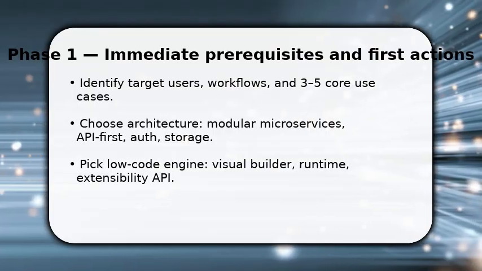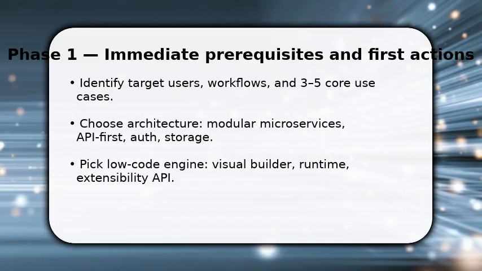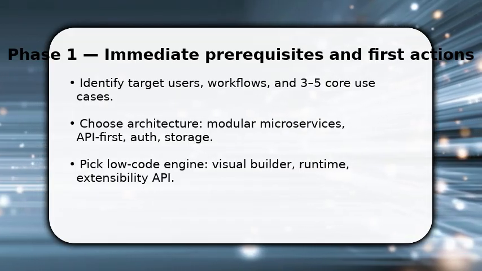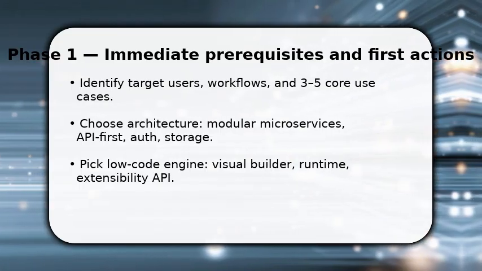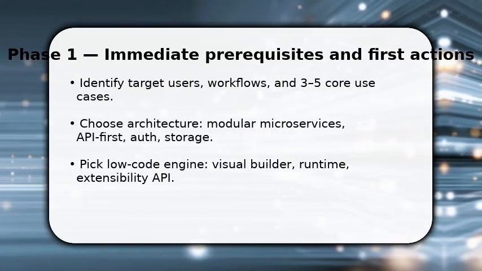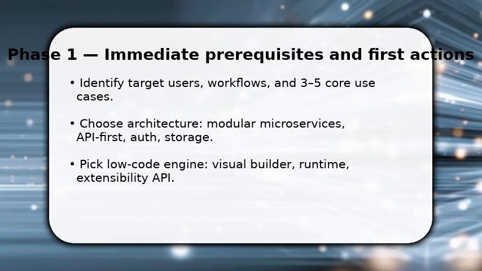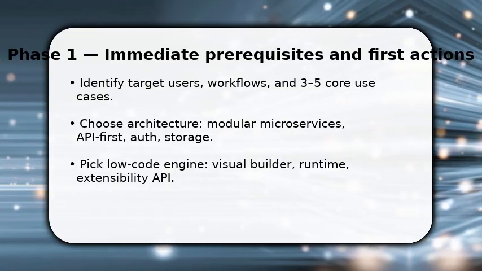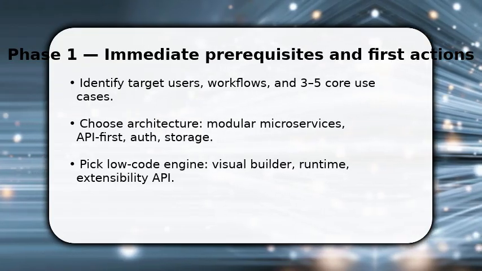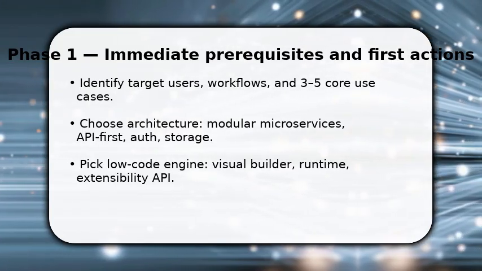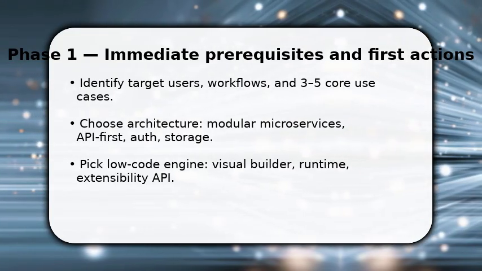You begin by locking scope and gathering core prerequisites, user personas, 3-5 priority workflows, and compliance boundaries. Next, select the architecture, modular microservices with an API-first mindset and ready-made auth and storage. Then choose the low-code engine, Visual Builder, Runtime, and Extensibility API. This determines how users assemble apps.